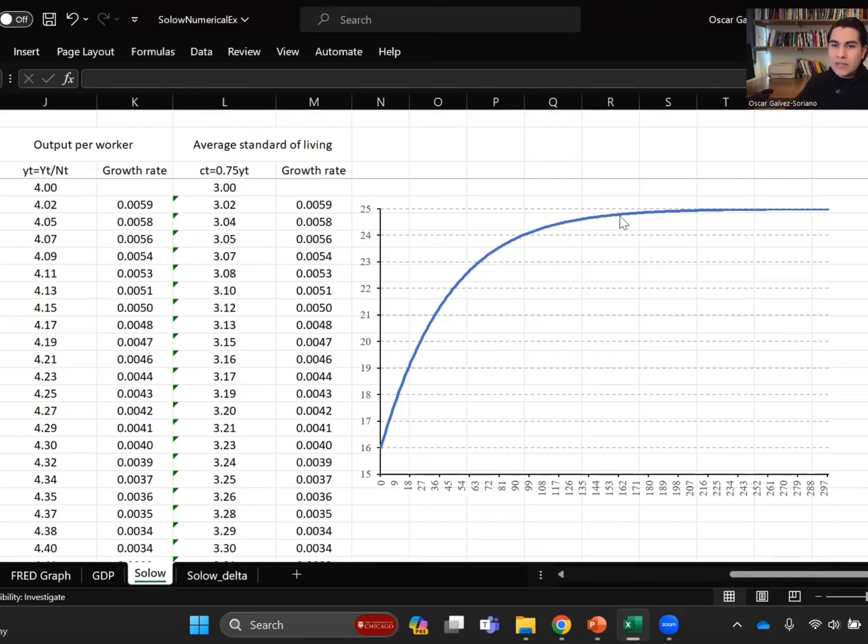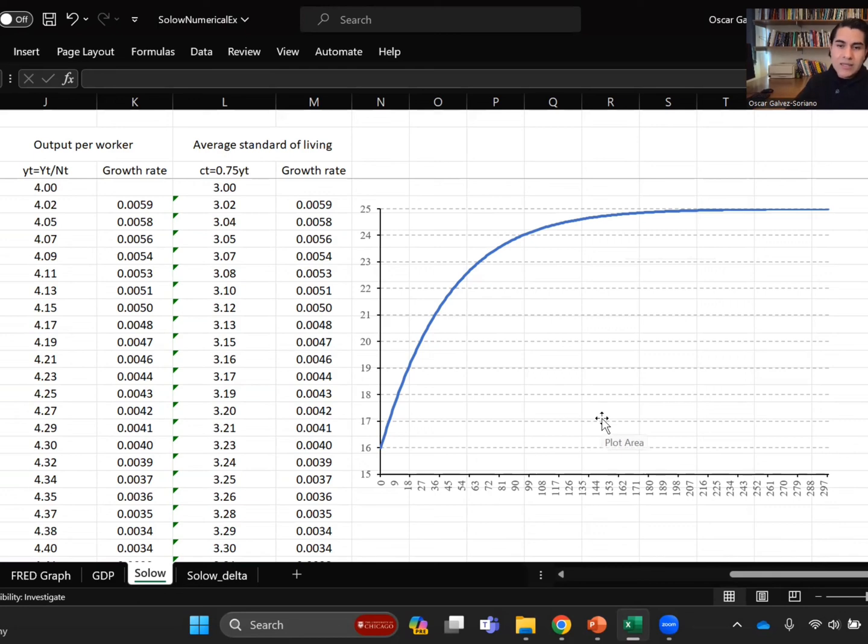But at some point, it will be flat, suggesting that the economy will reach the steady state, and it will remain there forever, unless there is another shock in the economy. But at some point, the economy will reach the steady state. And what we say in economics is that in the long run, any economy will reach the steady state.